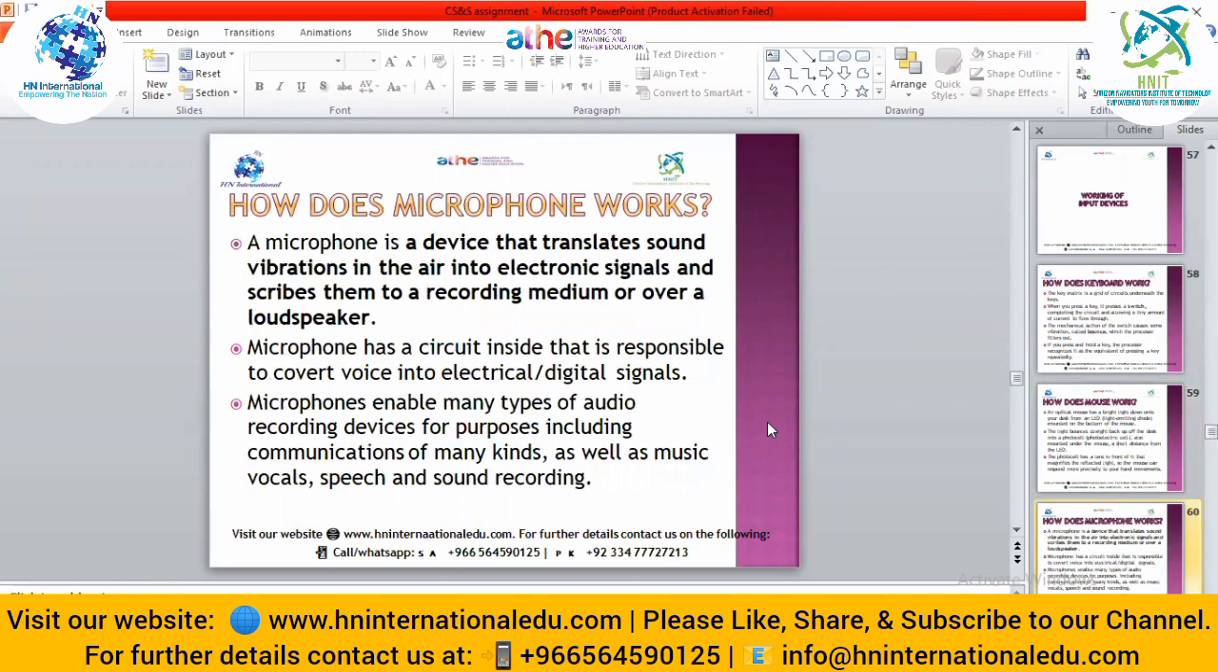The microphone is a device that translates sound vibrations in the air into electric signals and transmits them to the recording medium or over a loudspeaker.